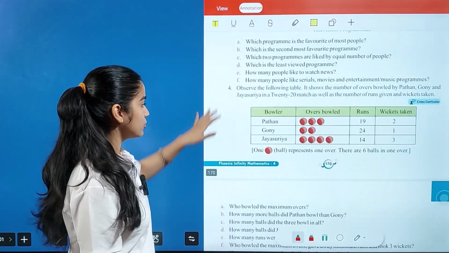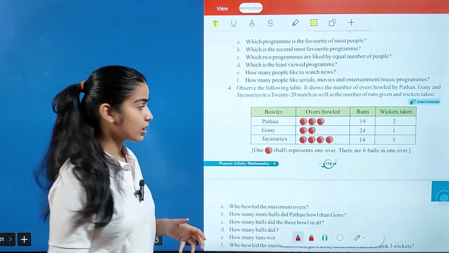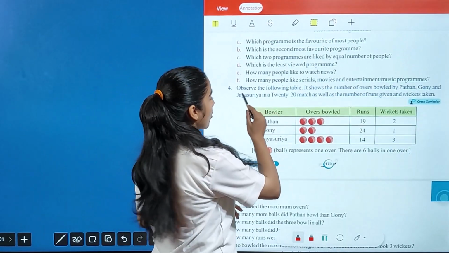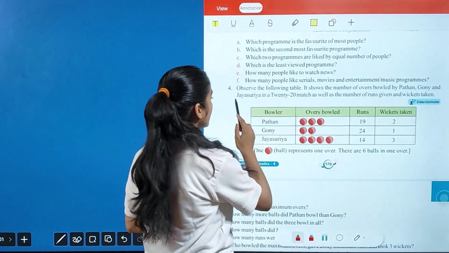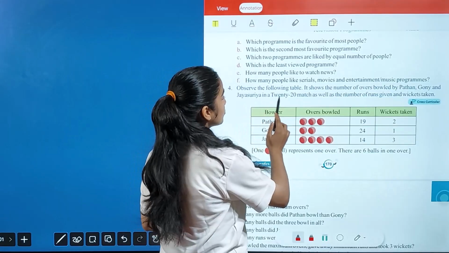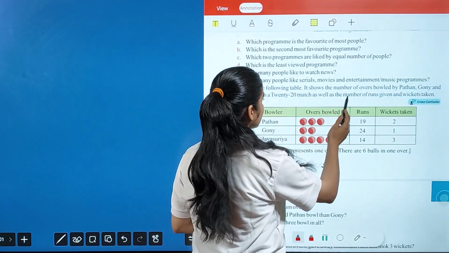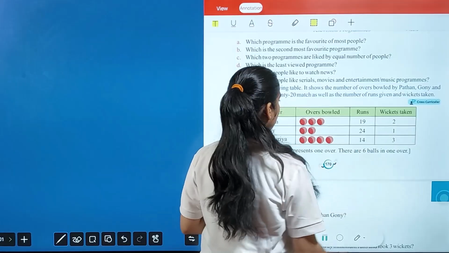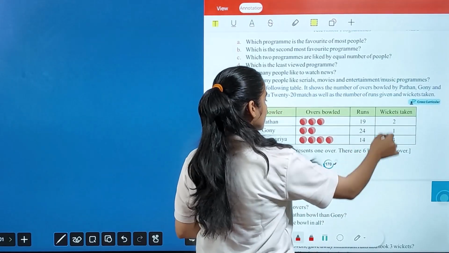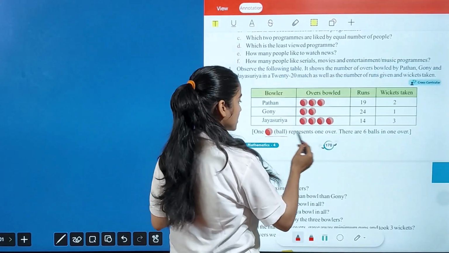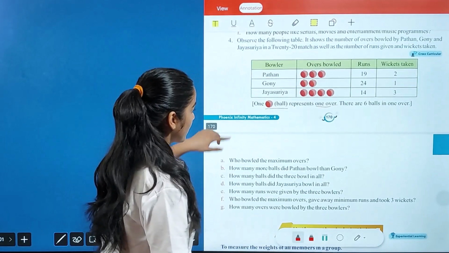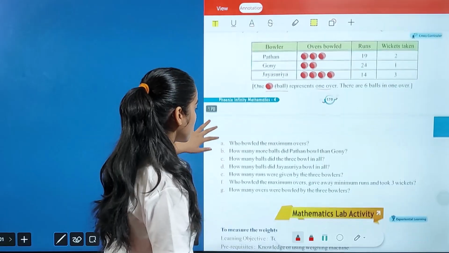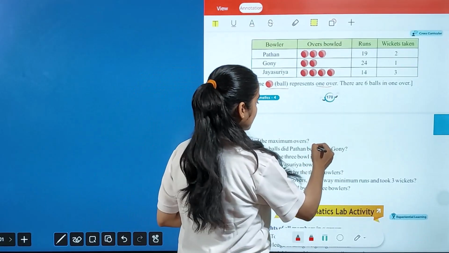Okay, now we move forward to question number 4, where we have a pictograph. So, observe the following table. It shows the number of overs bowled by Pathan, Ghani and Jayasuriya in a 2020 match, as well as the number of runs given and wickets. So this is the number of runs, this is wickets, and one ball represents one over. So who bowled the maximum overs? Jayasuriya had the maximum overs.